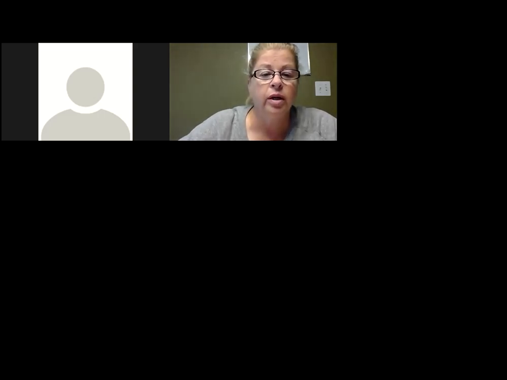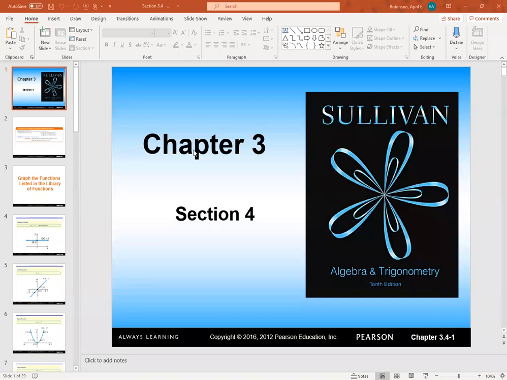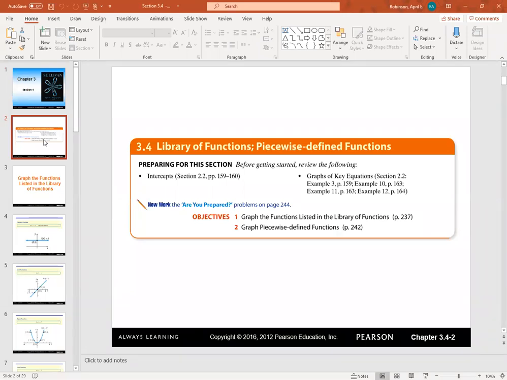Okay, so now I want to share this PowerPoint because we're moving on to 3.3. Section 4, and there's only two objectives in here. We're going to graph functions listed in the library of functions, and then we're going to graph piecewise functions. And piecewise functions are literally, you got a piece of this and you got a piece of that, and you put them together to make some funky graph.